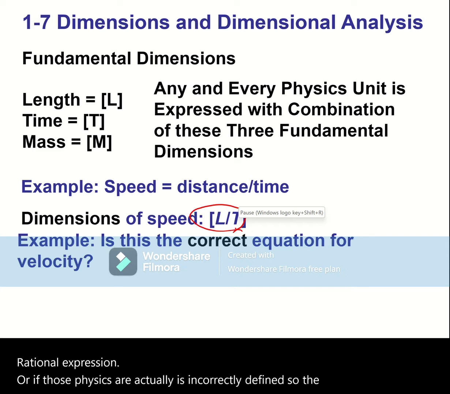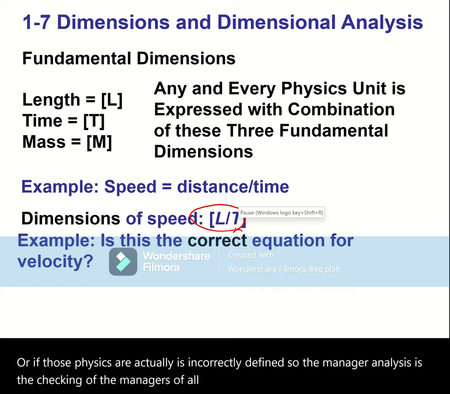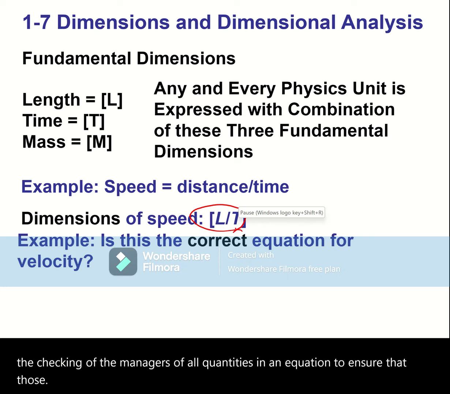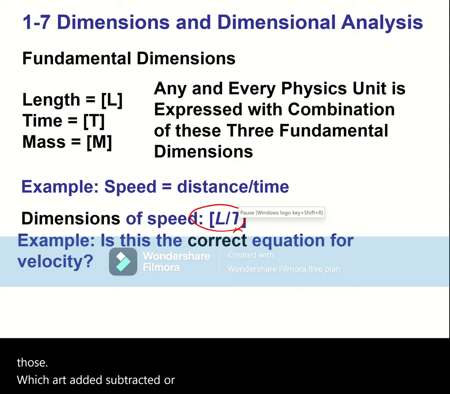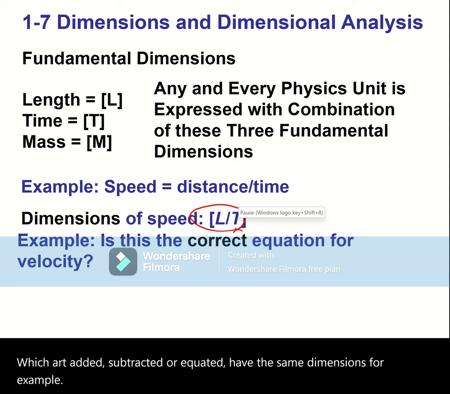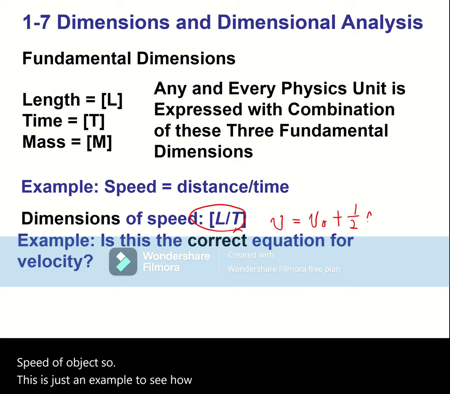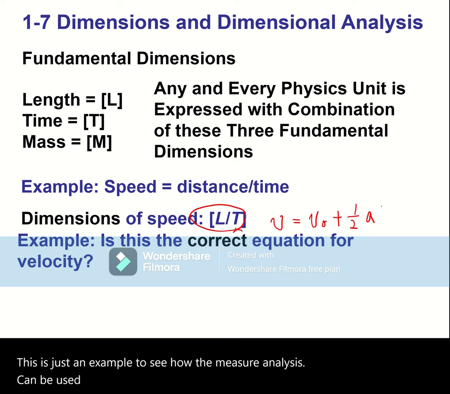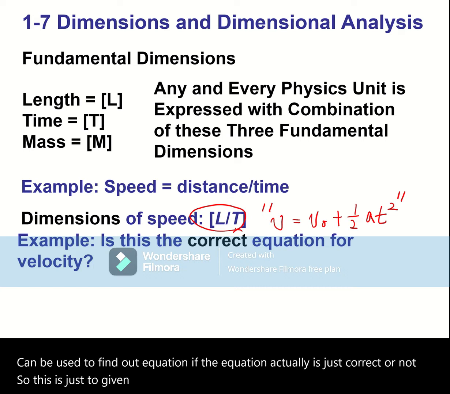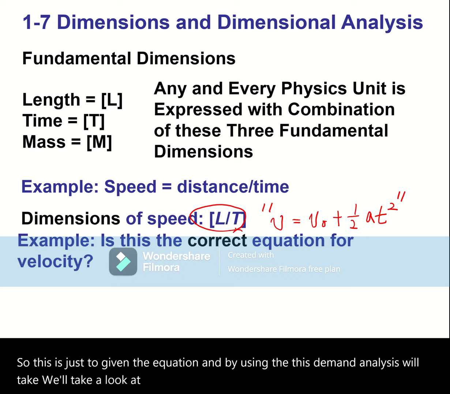Dimensional analysis is the checking of the dimensions of all quantities in an equation to ensure that those which are added, subtracted, or equated have the same dimensions. For example, let's take a look at the basic physics equation normally used for the speed of an object. This is just an example to see how dimensional analysis can be used to find out whether an equation is correct or not.